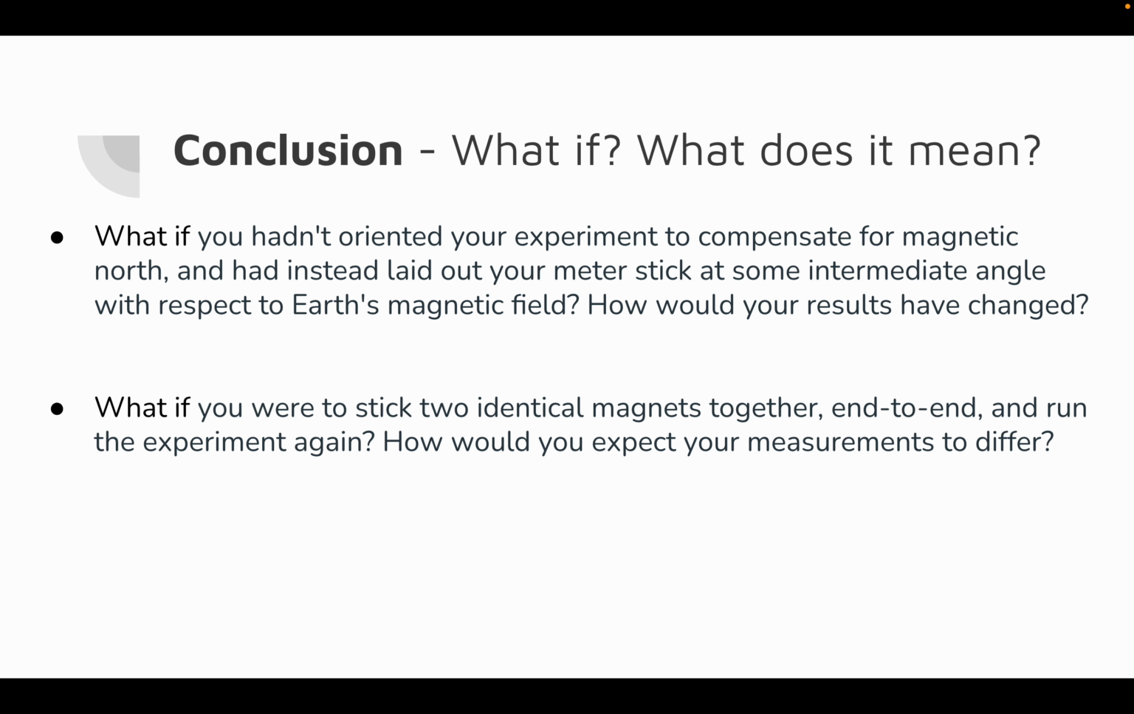And if we stuck two identical magnets together end to end and did the experiment again, we would expect the B fields to be about double, not quite because some of the distances and whatnot would muddle with that, but in theory, it would be about double the magnetic field if we had done this.